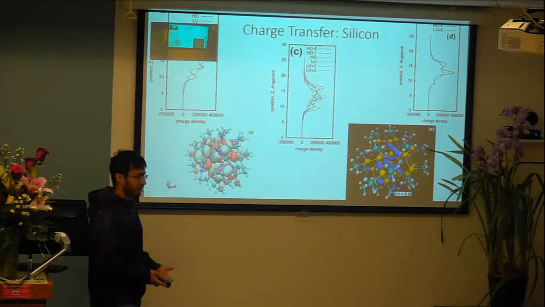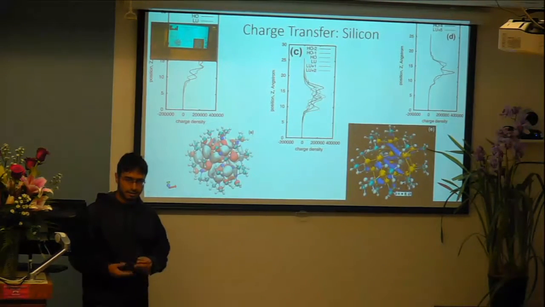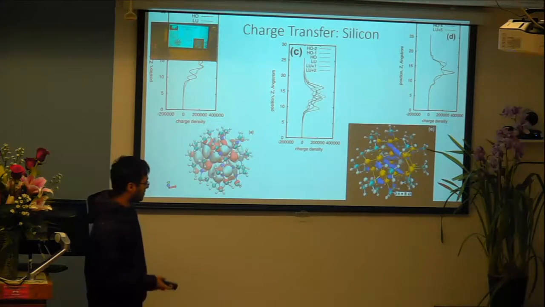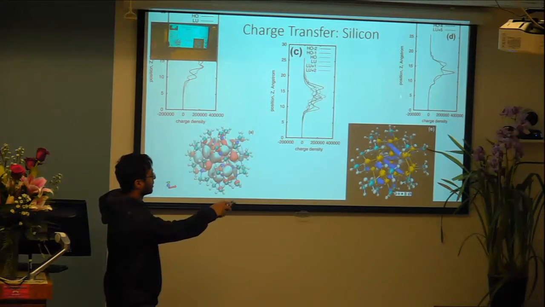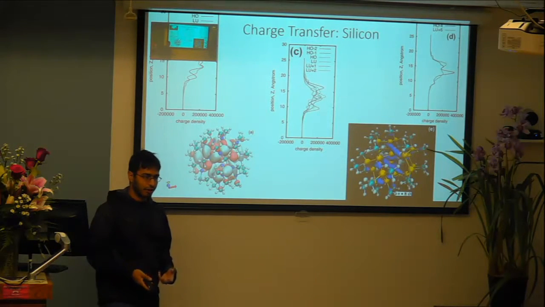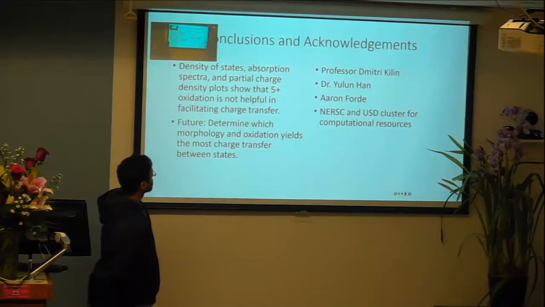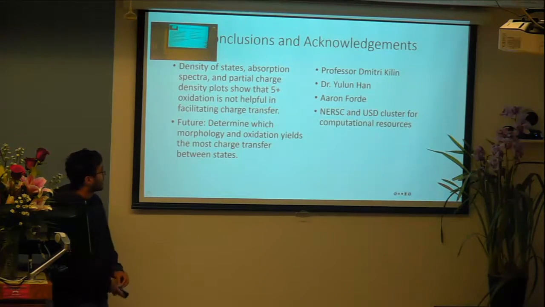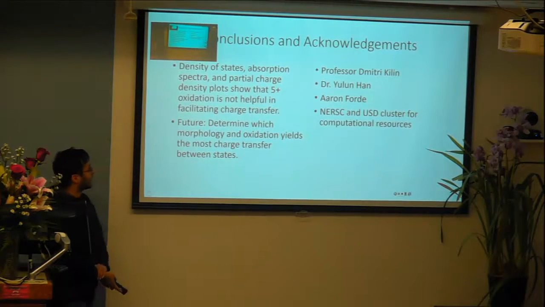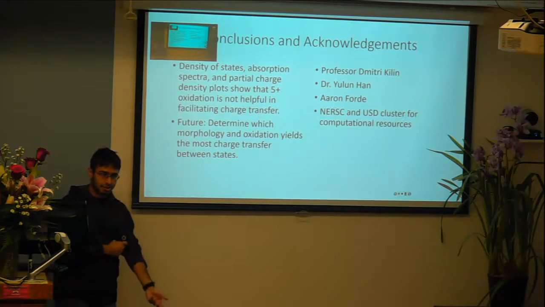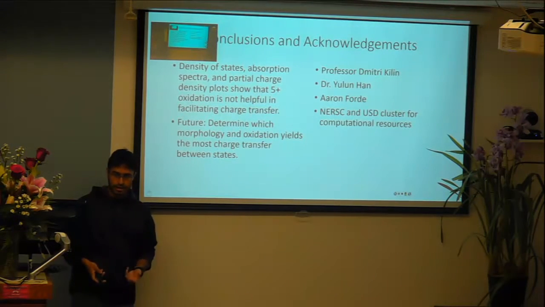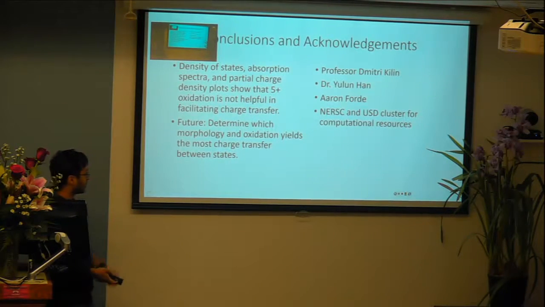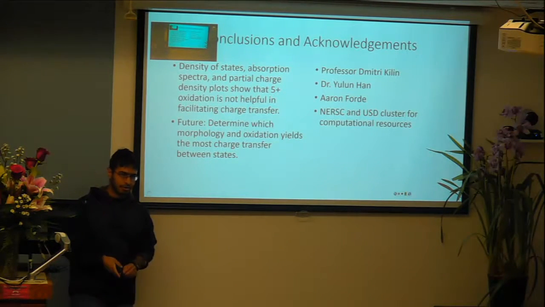So further work could be done in order to actually characterize different morphologies and different oxidations and determine where the most charge transfer will actually occur, for which models they will actually occur in. So in conclusion, we see that the density of states, absorption spectra, and partial charge density plots do not actually help in facilitating the charge transfer between states when our models have 5 electrons removed from them. And in the future, work could be done in order to determine which morphologies and oxidations will actually yield the most charge transfer between states.